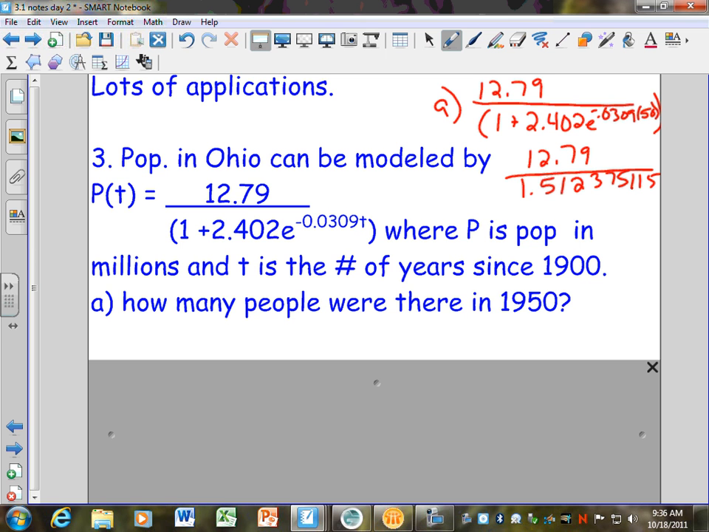And remember what we're getting here. We're getting the population. I got 8.456896621. Did you get that? Try it again. Take this divided by this. That's what I got.